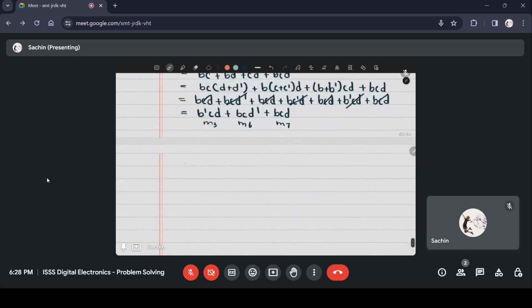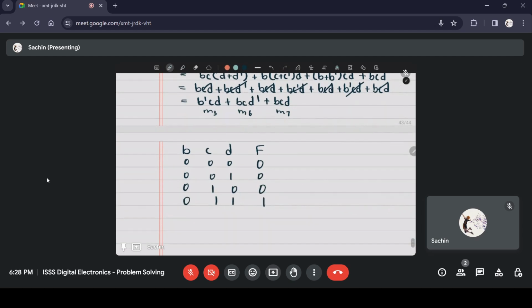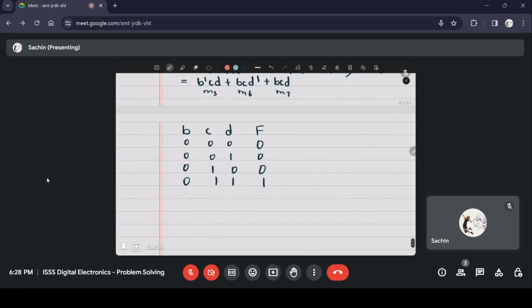So from that you can write the truth table B, C, D, and F. That's M0, so it's a 0. M1 has 0. M2 has a 0. M3 has 1. M4, M5 both are zeros. M6 has a 1 and M7 has a 1. So that's the truth table.